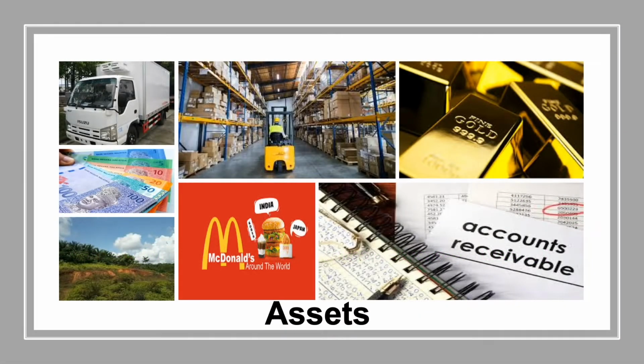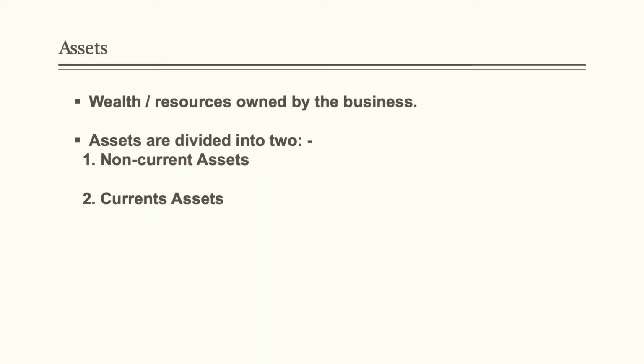Let me go to the following slide. Now, what is the meaning of asset? When we are talking about asset, this refers to the wealth or resources owned by the business. Assets are divided into two groups. The first one is non-current asset, and the second is current asset. So we look at the first part, the non-current asset.